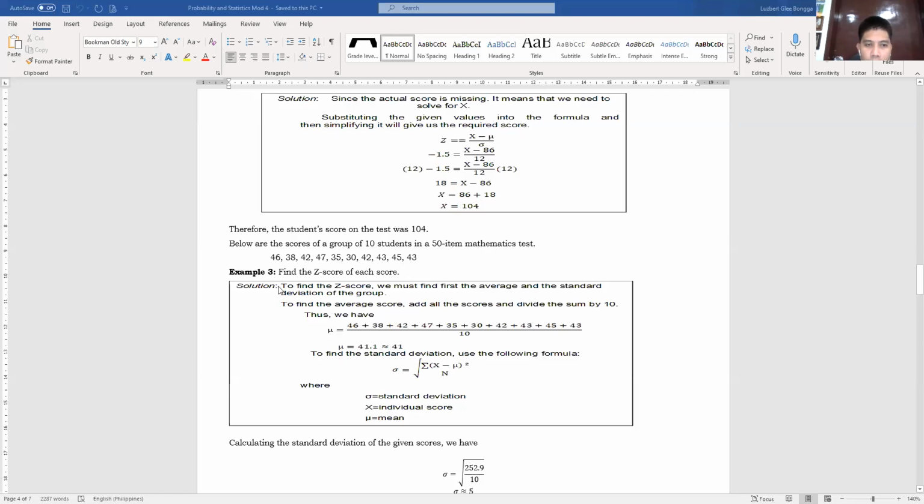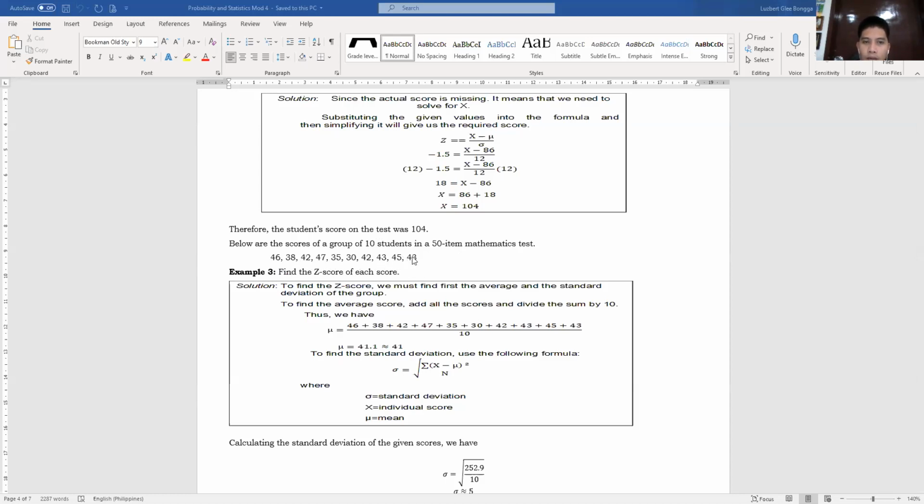Next example, example number 3. So below are the scores of a group of 10 students in a 50-item mathematics test. So gitagaan ta aning raw data na to. Find the z-score of each score. So ang problema ani karon is wala tayo gitagai og z-score. So naa tay raw score, wala po tagai og mean, wala po tagai og standard deviation. So ang atong buhaton, kuhaon sa nato first ang mean.